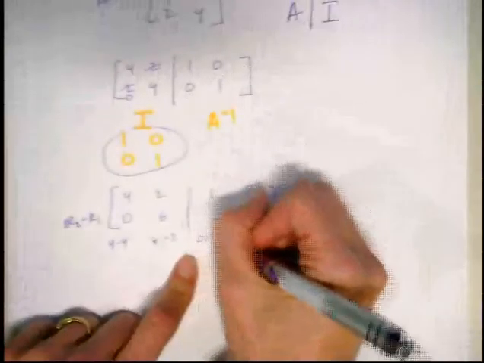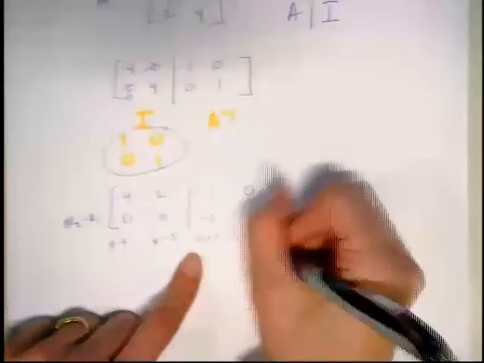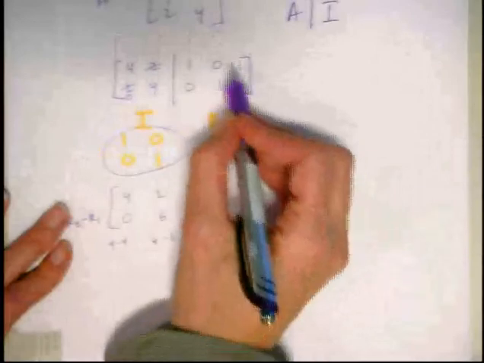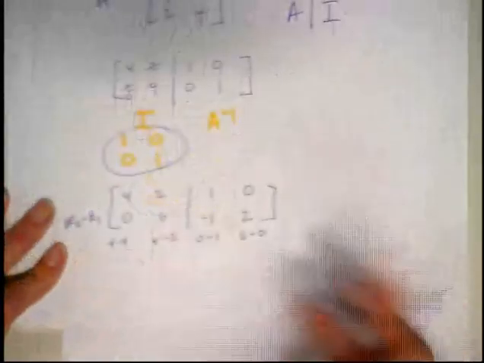So 2 times row 2 is going to be 0 minus row 1, negative 1. Again, 2 times row 2, so that's going to be 2 minus 0, which is 2. Okay, so we're multiplying row 2 by 2, and we're subtracting row 1. So we've got 2 operators there at the same time.